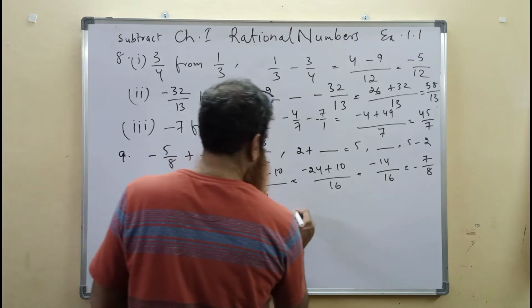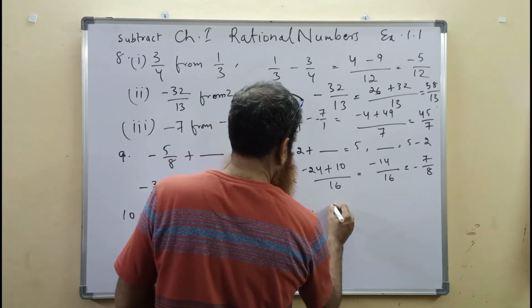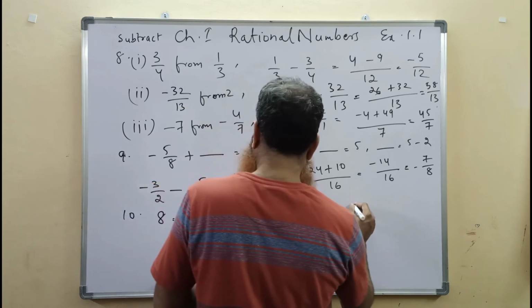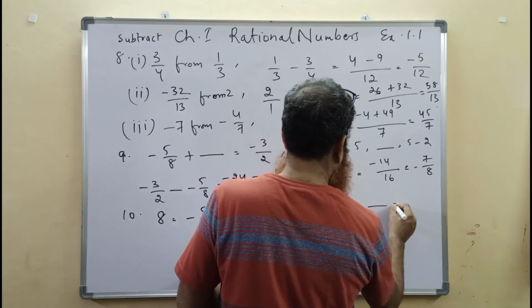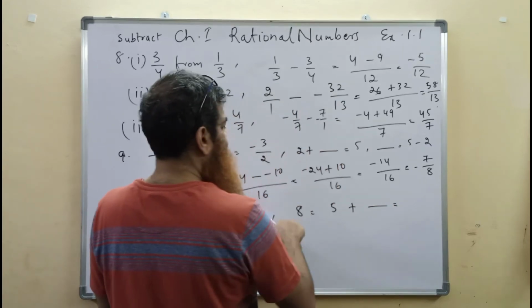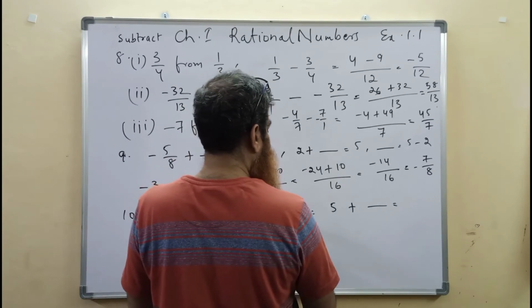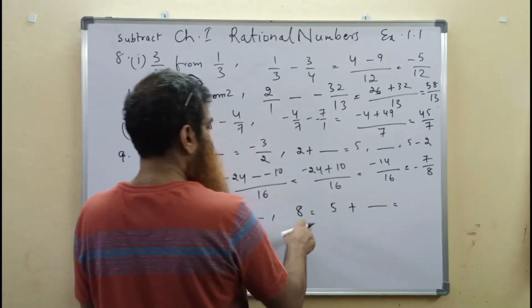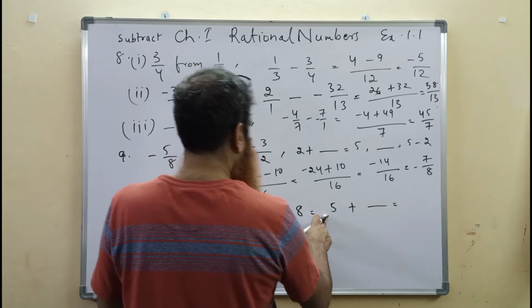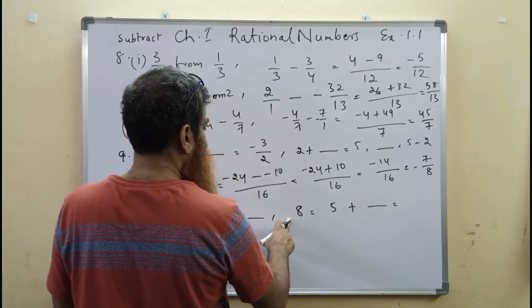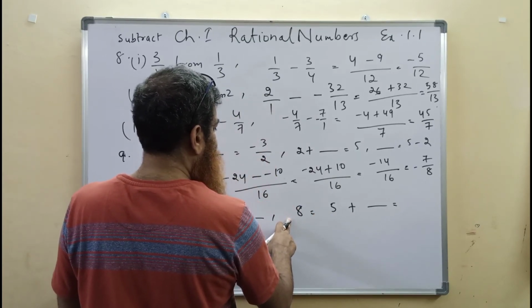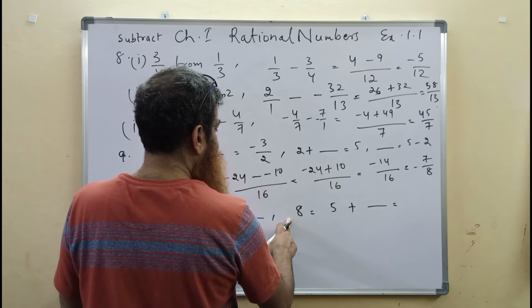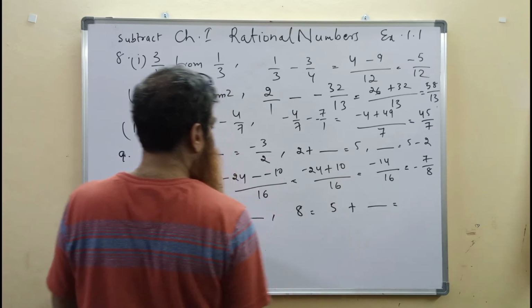If we have the same thing, 8 is equal to say 5 plus dash, what do we do? We bring this to the left hand side and subtract it. The plus sign changes to the minus sign when it is brought from the right hand side to the left hand side. Then we can find out the result.